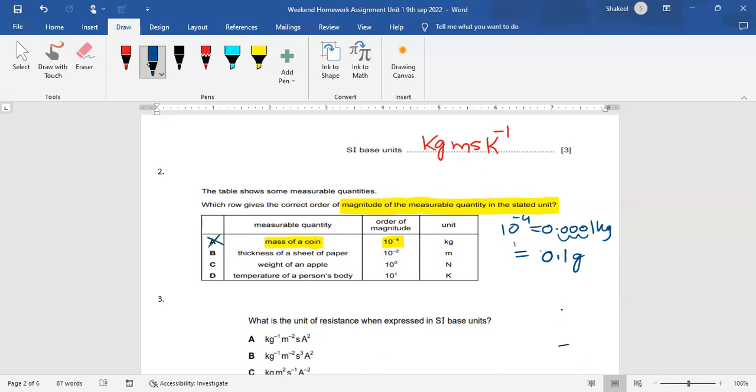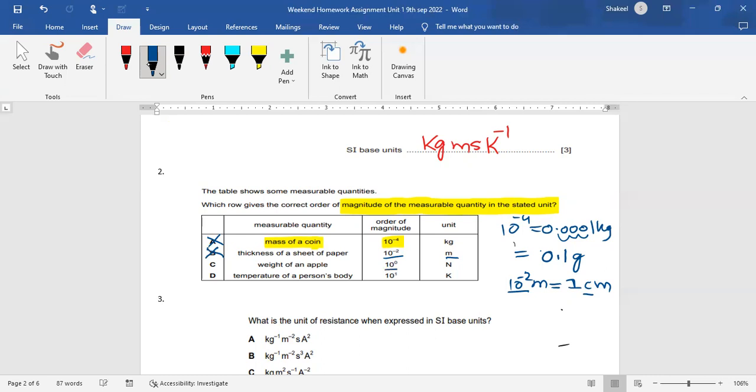Then thickness of the sheet of paper is 10 power negative 2 meter. So 10 power negative 2 meter is equal to 1 centimeter, because 10 power negative 2 is equal to centi. So 1 centimeter, well, it's too much thickness for a paper, right? So that's incorrect.